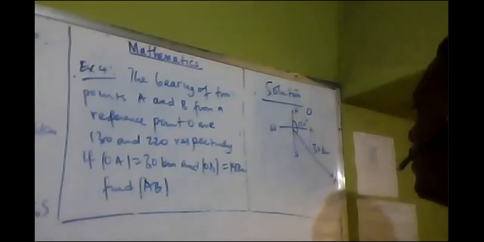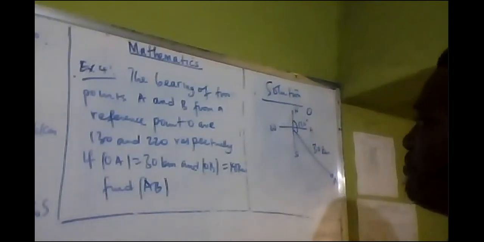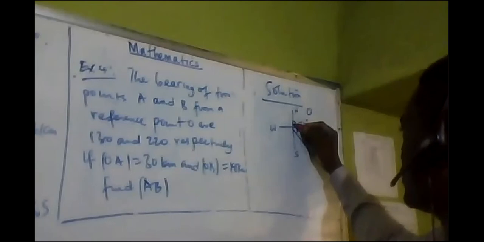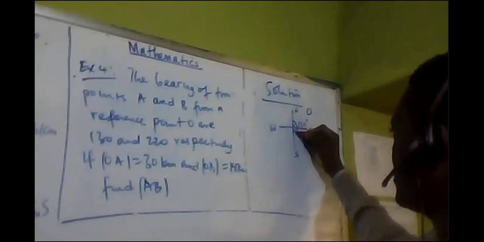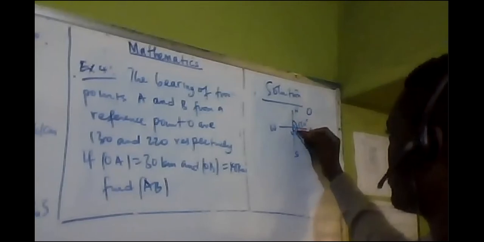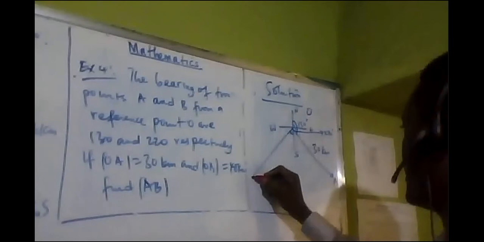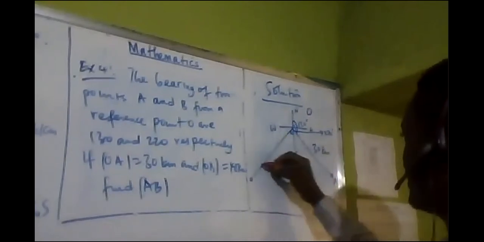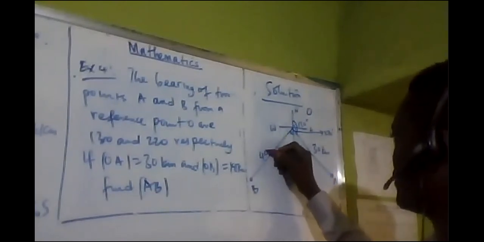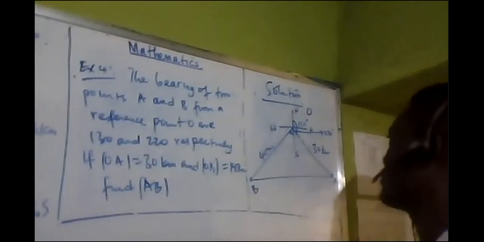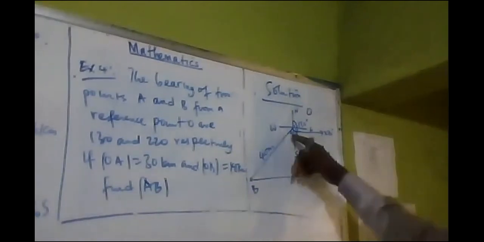Then OB, 40 kilometer. But what's the bearing? The bearing from O is 220. So 220 should enter the third quadrant because 220 is more than 180. So 220 should be somewhere here. So this is 220 degrees. Cross to this side. And 40 is longer than 30. So this is B, 40 kilometer. You join together. Now, how do we get the angle inside?